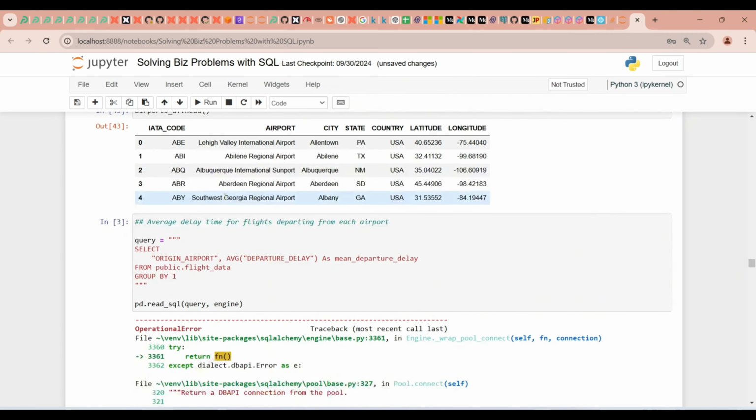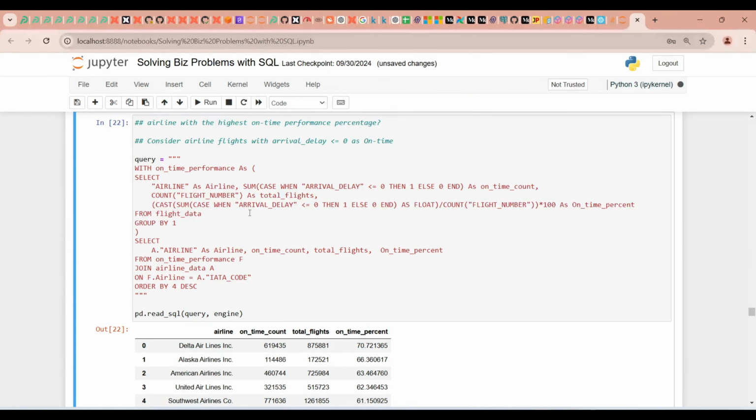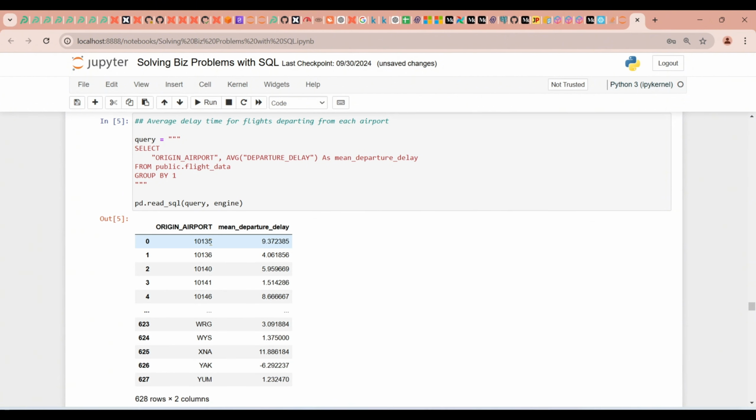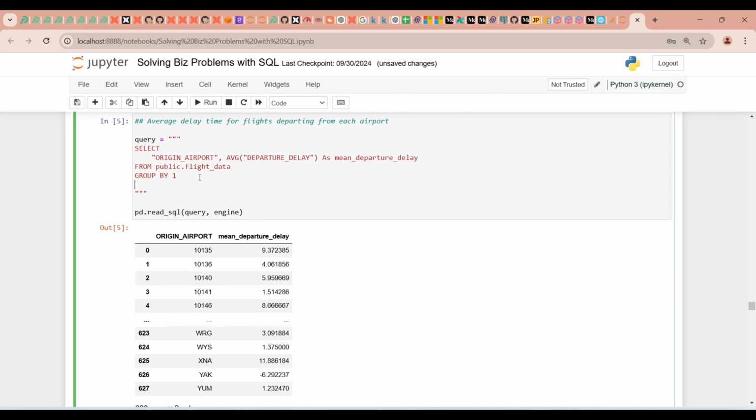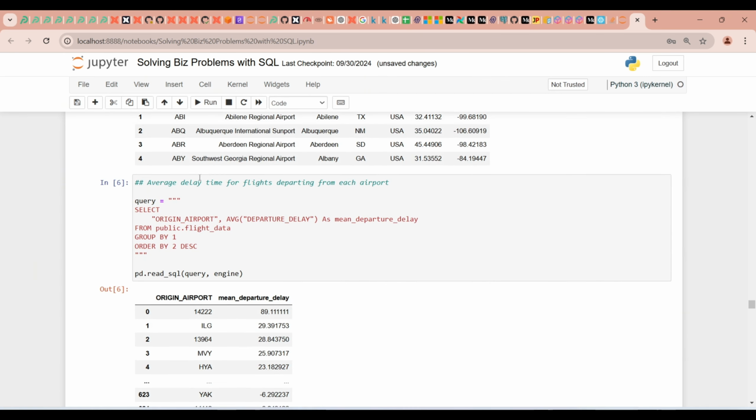All right. Let's read the query again. So here we are. This is the average delay time for flights departing from each of the airports. For the origin airport, 101.35, this is the delay time. We can even sort this in descending order. Say order by 1, 2, the second column that we are aggregating, descending.